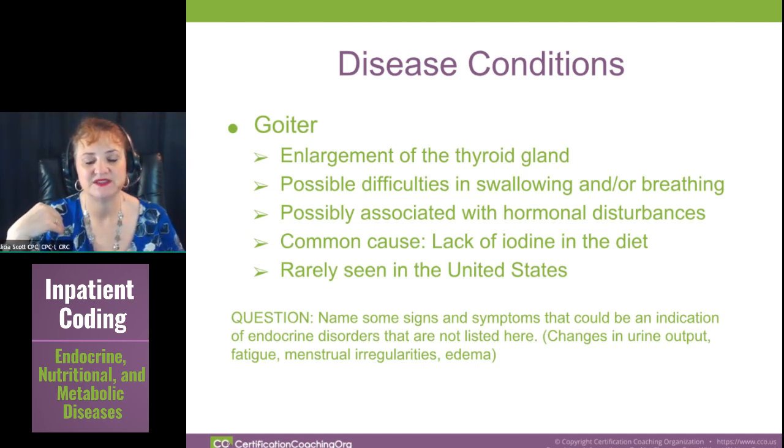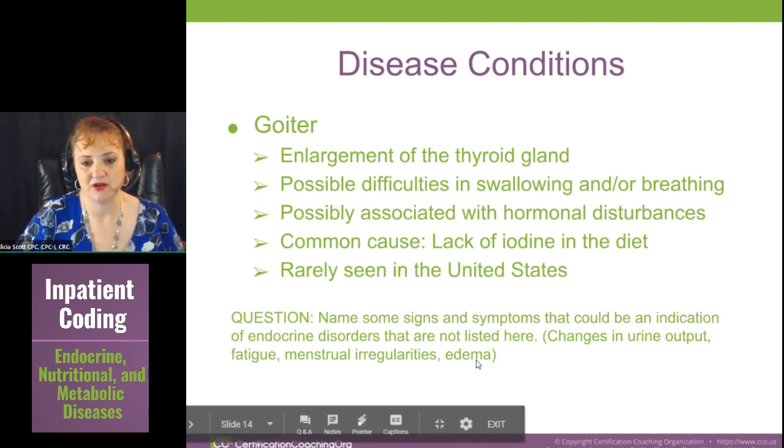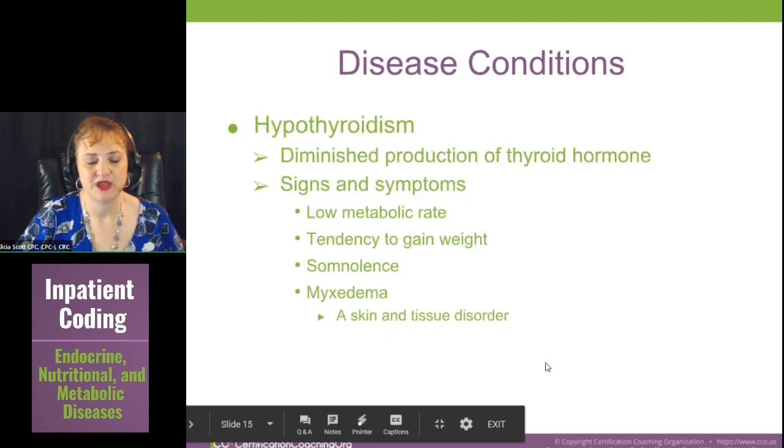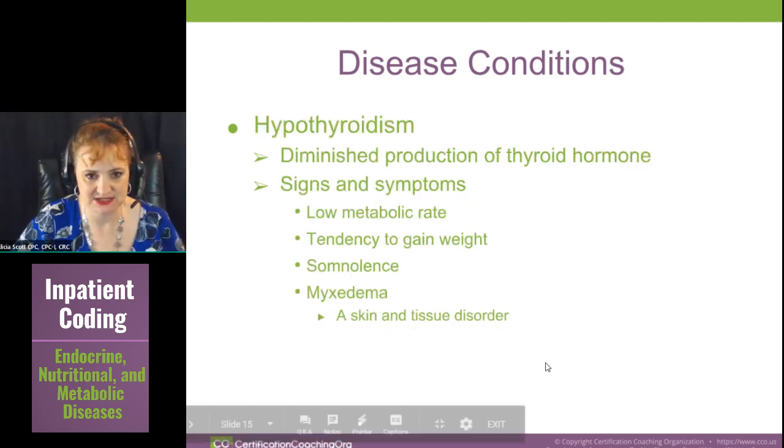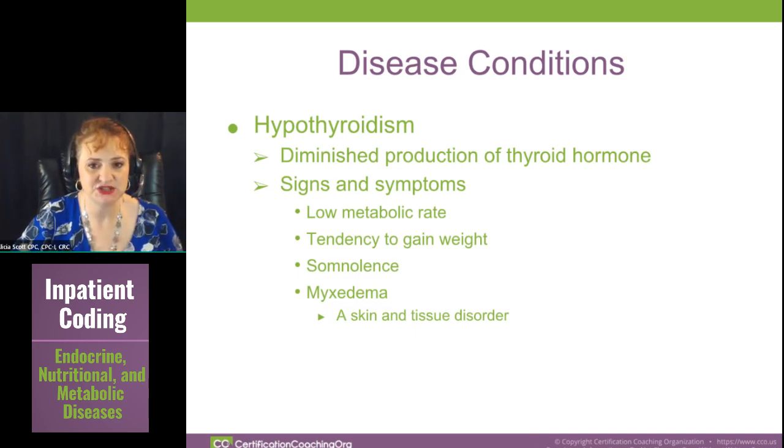Now, let's talk about the signs and symptoms of an endocrine disorder. We're going to have a different urine output, fatigue. We can have cycles that are not regular, and edema will be common problems. With hypothyroidism, we're going to have a diminished production of the thyroid hormone. The signs and symptoms related there: we're going to have a low metabolic rate. The person will gain weight. A lot of times obesity is involved.